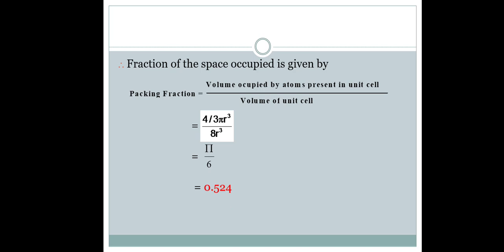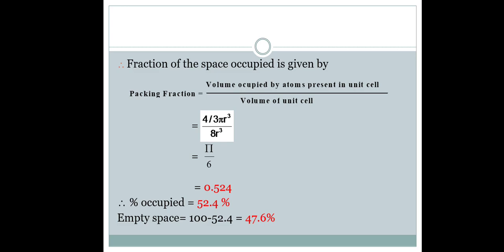Now, as you know, to convert a fraction to a percentage, we need to multiply it by 100. If I multiply it by 100, I get 52.4%. That means out of the total 100% space, only 52.4% will be occupied. The rest of the space will remain empty. Now the question is, how much of the space is remaining empty? The empty space will obviously be 100, the total space given, minus 52.4, which is occupied. If I deduct it, I get 47.6%.